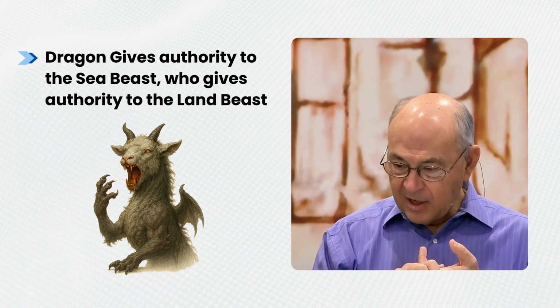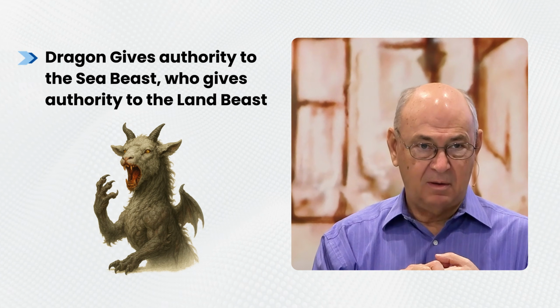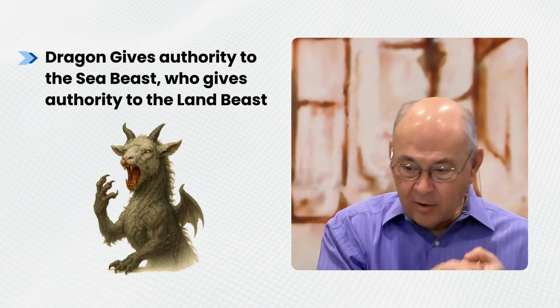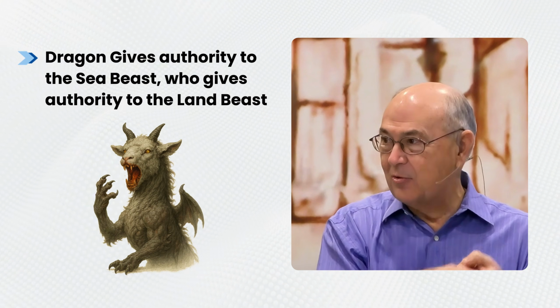Look, as we've already read, we have this hierarchy. The land beast is subservient to the sea beast. The sea beast is subservient to the dragon. Okay. Revelation 13:12 explains that the land beast gets its authority from the sea beast, whereas the sea beast gets its authority from the dragon. And the land beast uses his authority to force the earth's inhabitants to worship his boss, the sea beast. This land beast is better known in Christian circles as the false prophet.